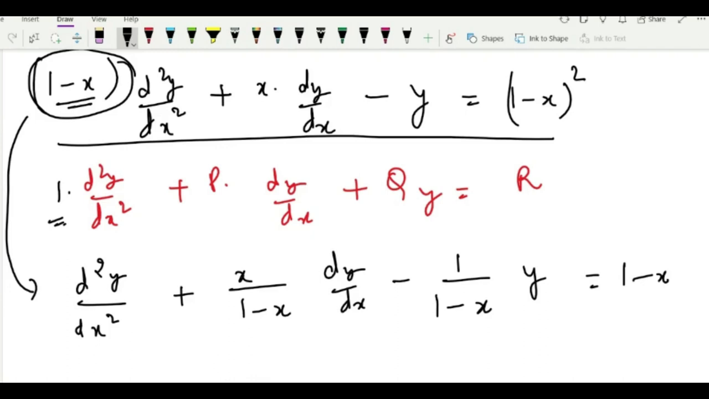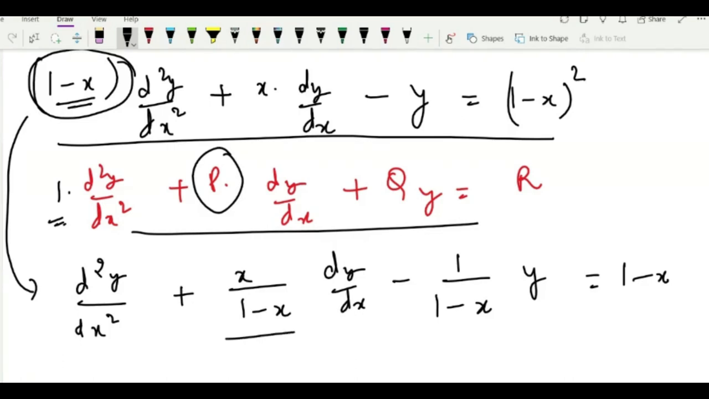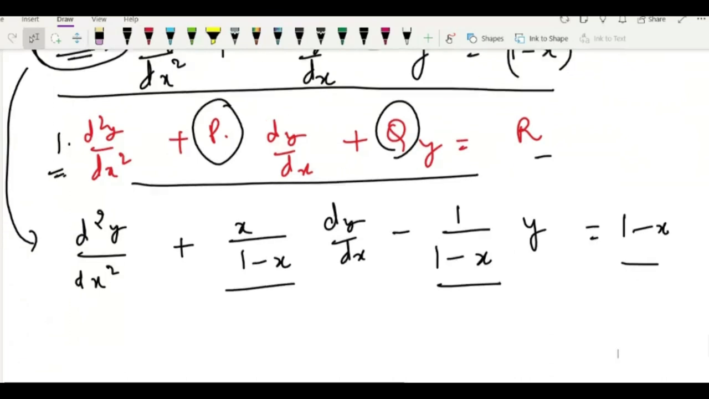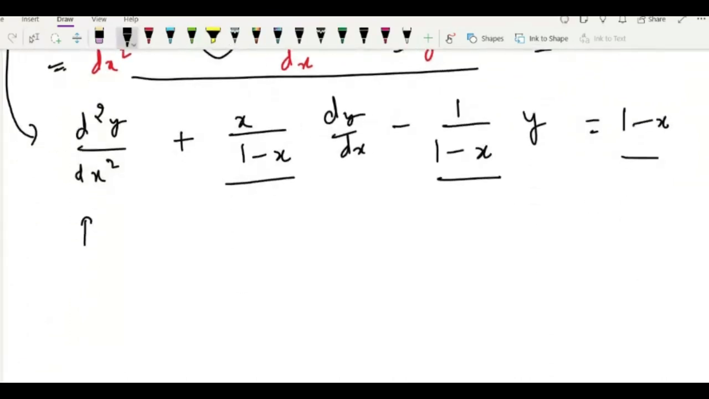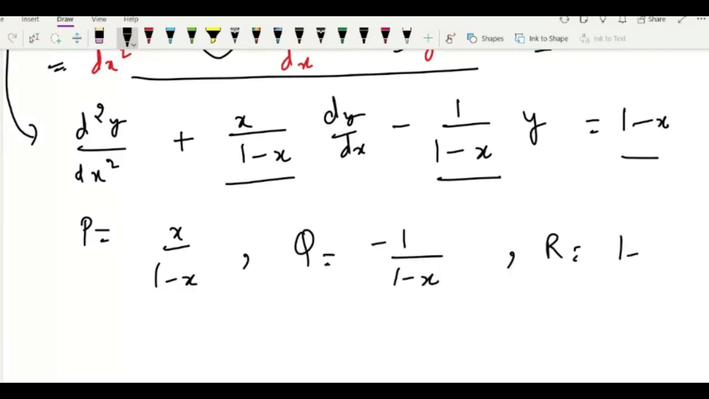So now this equation becomes this type of equation. We can compare: this is the value of p, this is the value of q, and this is our r. We have p is equal to x upon 1 minus x, q is equal to minus 1 upon 1 minus x, and r is equal to 1 minus x. So as I have said, if we have p plus qx is equal to 0, then y is equal to x is part of CF.